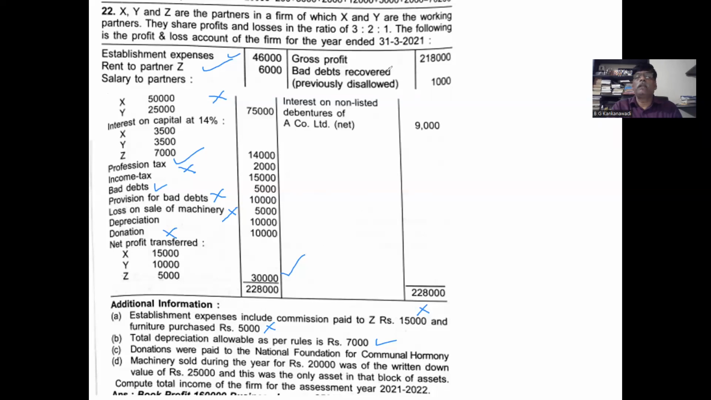Credit side bad debt recovered, previously disallowed. You take to calculation. It comes under less head. Interest on non-listed debenture. Net is there. Non-listed debenture interest is not related to business. Therefore, it comes under less item. And you have to calculate income from other source.